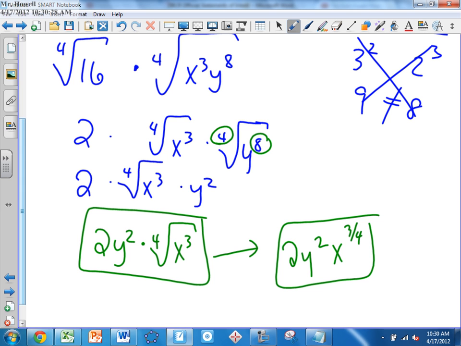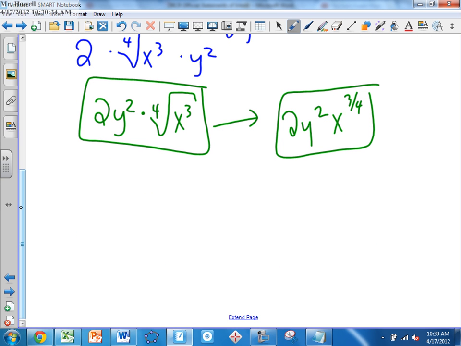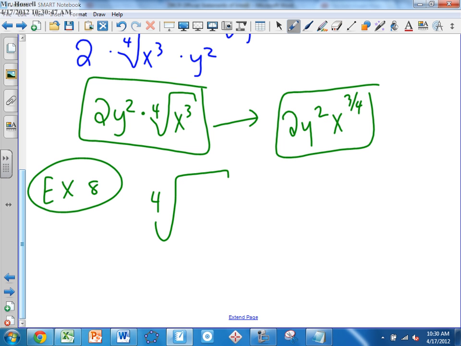Okay? Let's do another example. So for the next example, we're at 8 now. Let's try the fourth root of m to the 4th over n to the 4th.